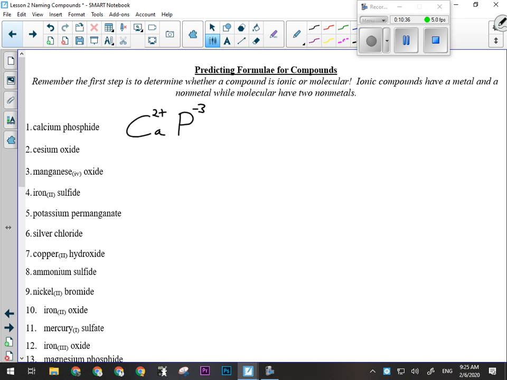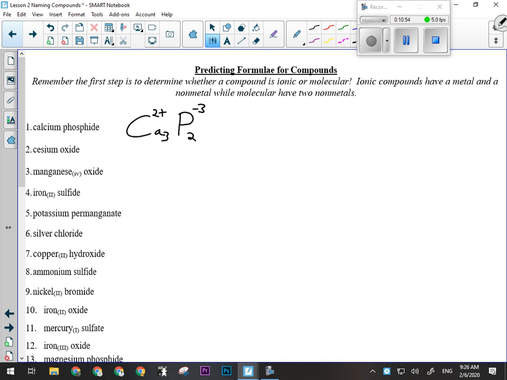And now to get the formula, I drop and swap those numbers. So I take the 3, I drop it, and I put it over here on calcium. I take the 2, I drop it, I put it over here on phosphorus. Now I have my correct formula. Are you okay with that?